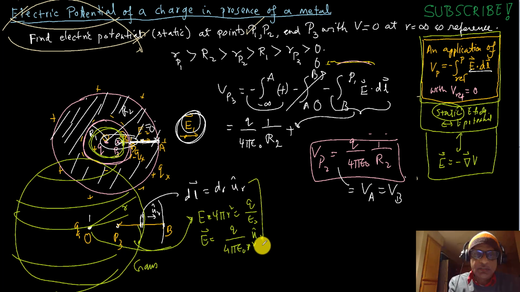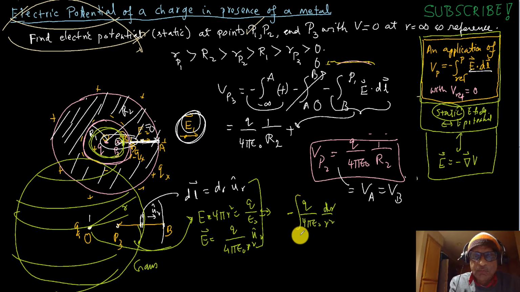So when I do this out, E dot dl is q over 4 pi epsilon naught 1 over r squared dr. That's E dot dl, that's inside, and I need a minus of that, and I need to integrate from point P to point P1.